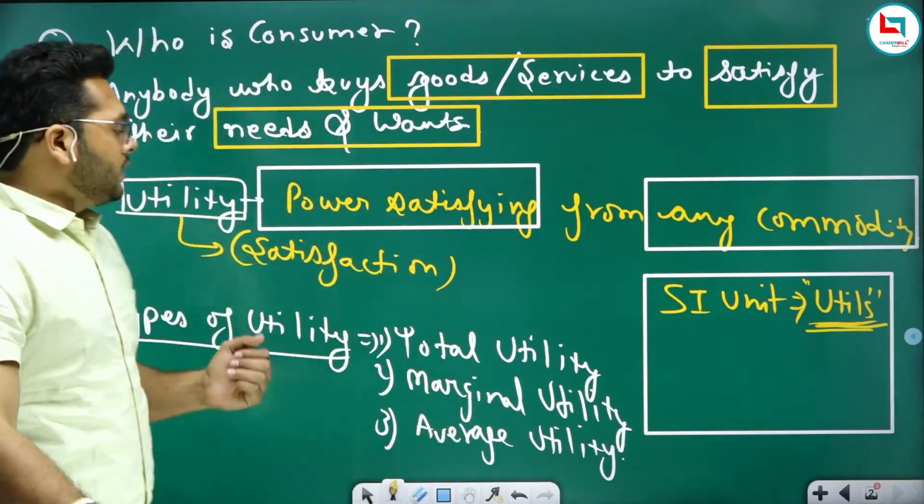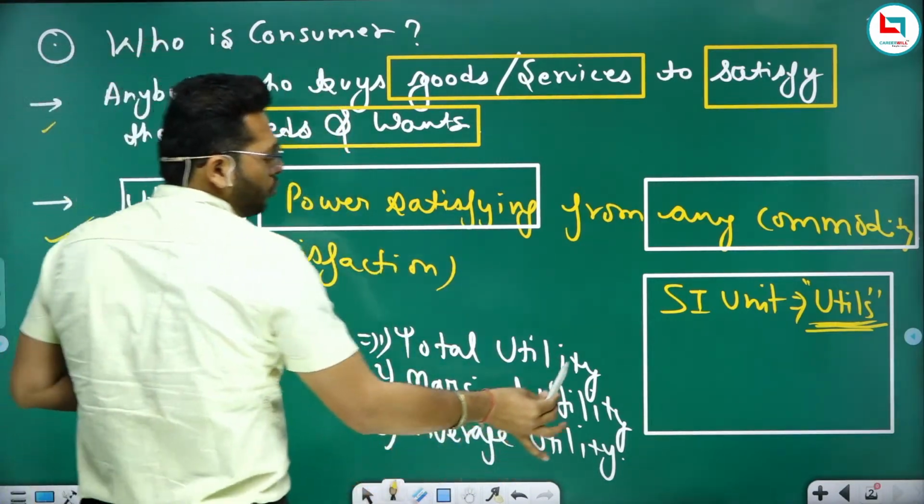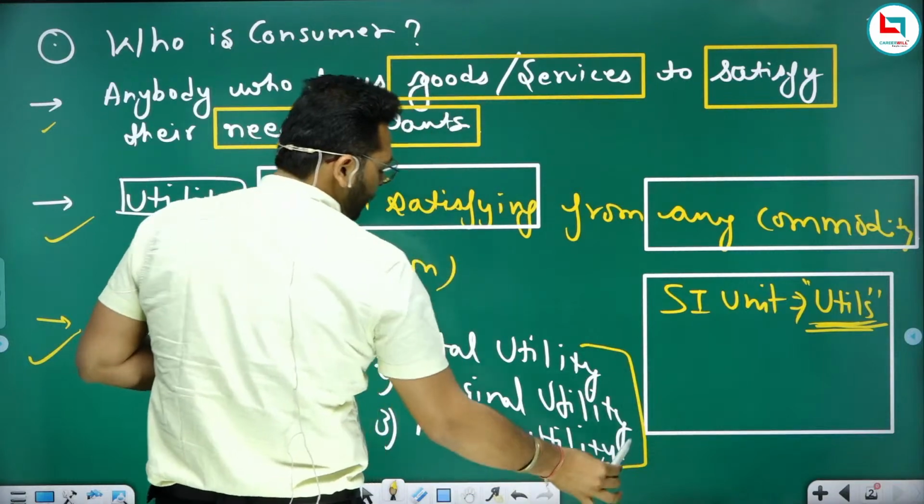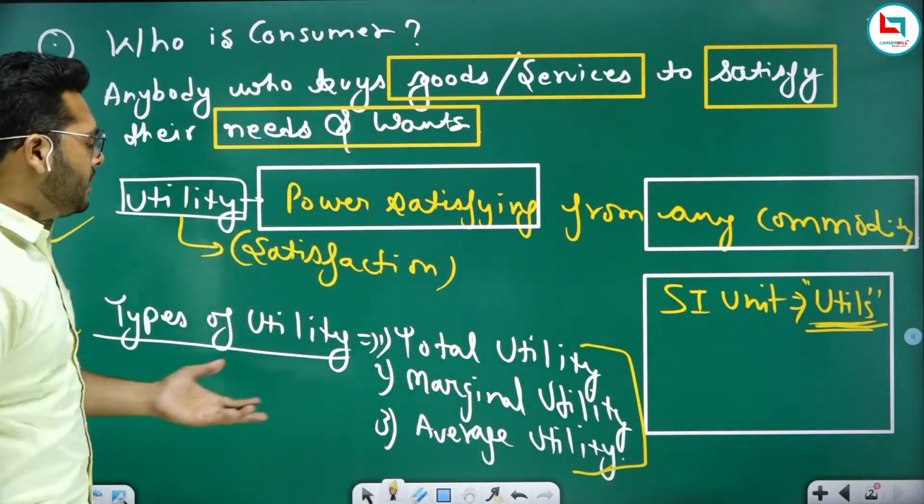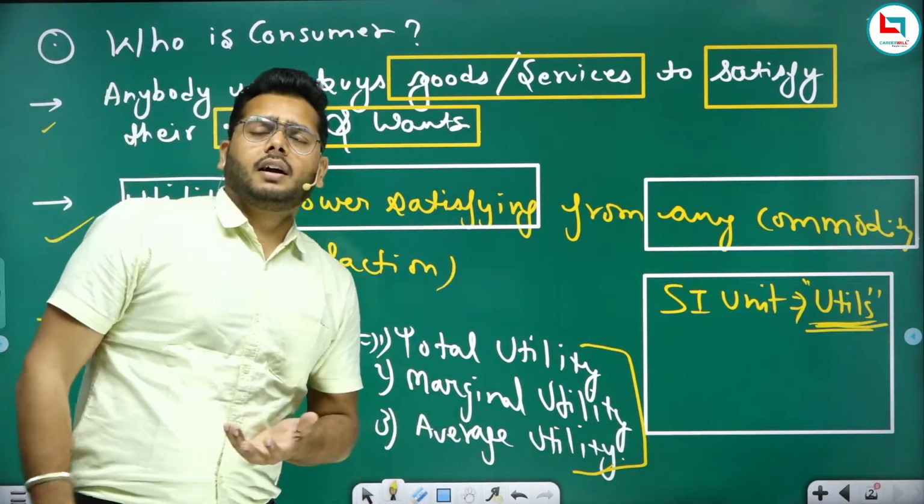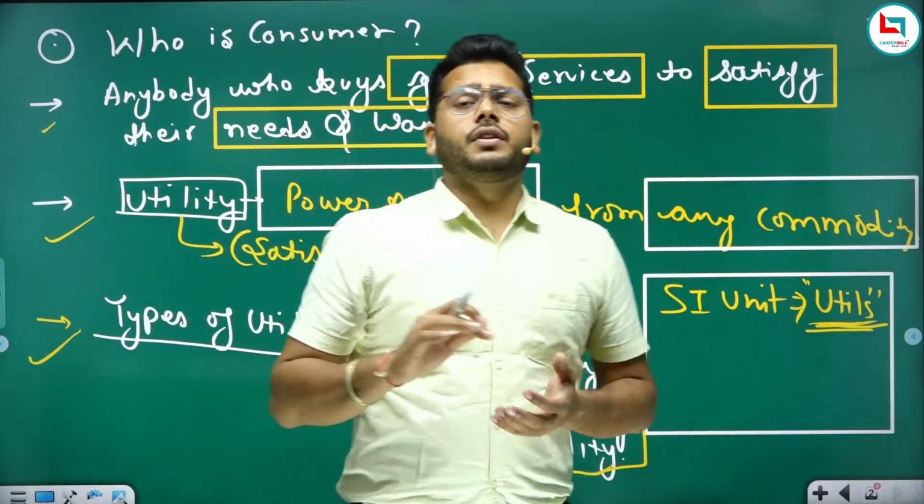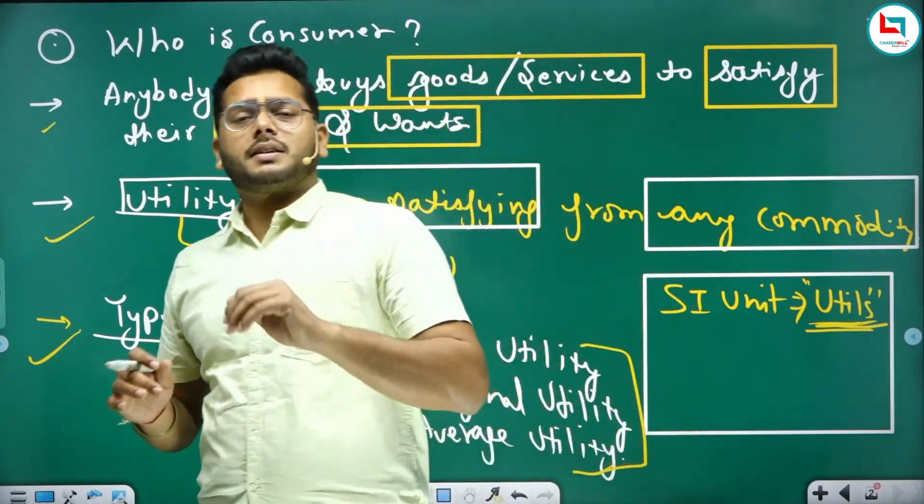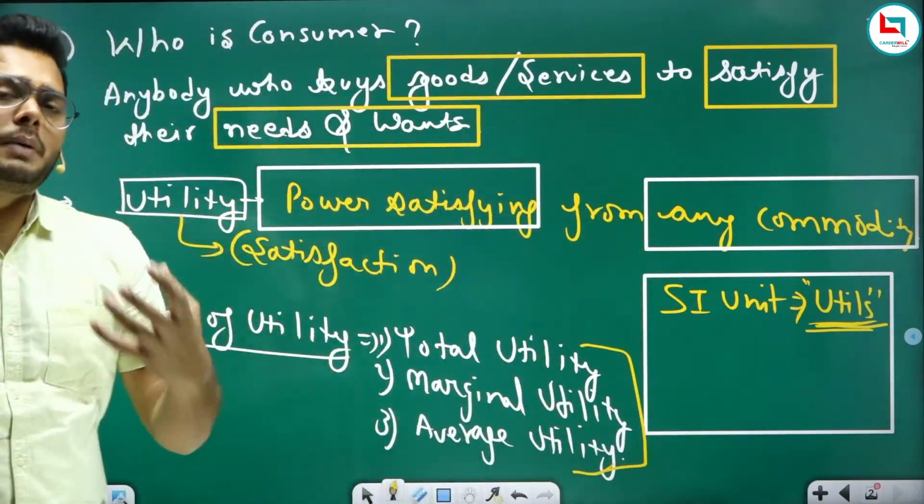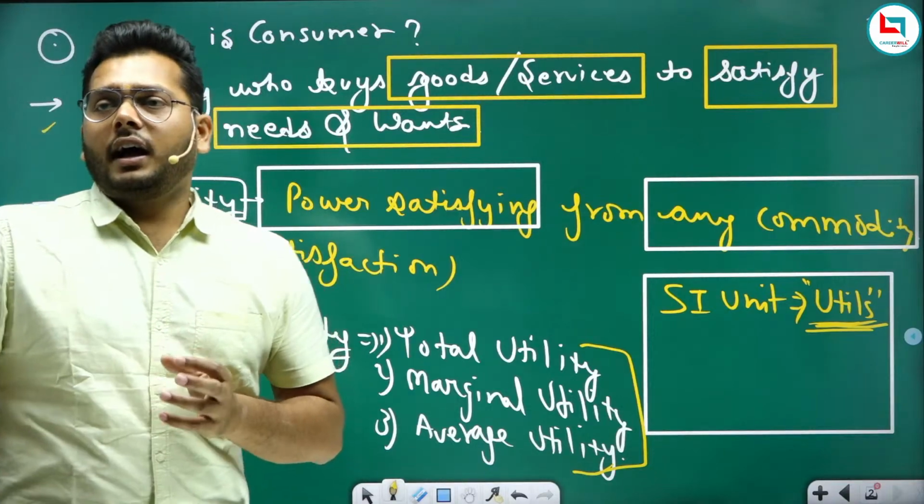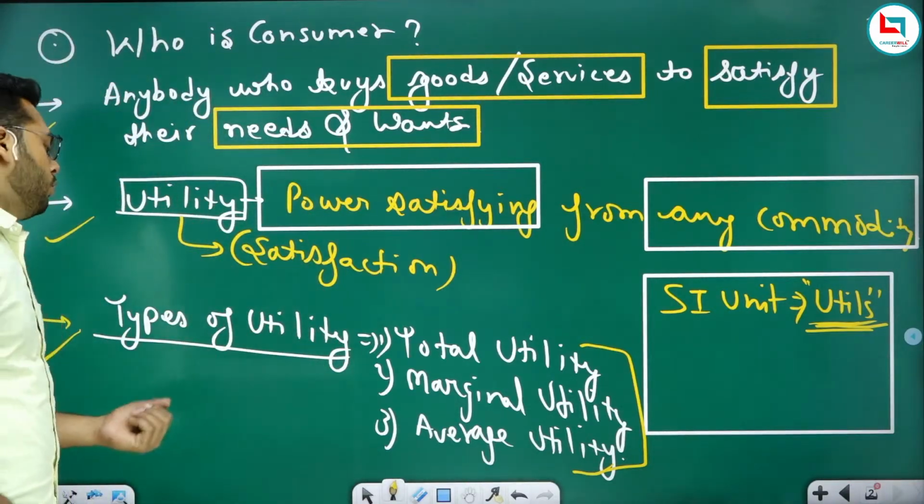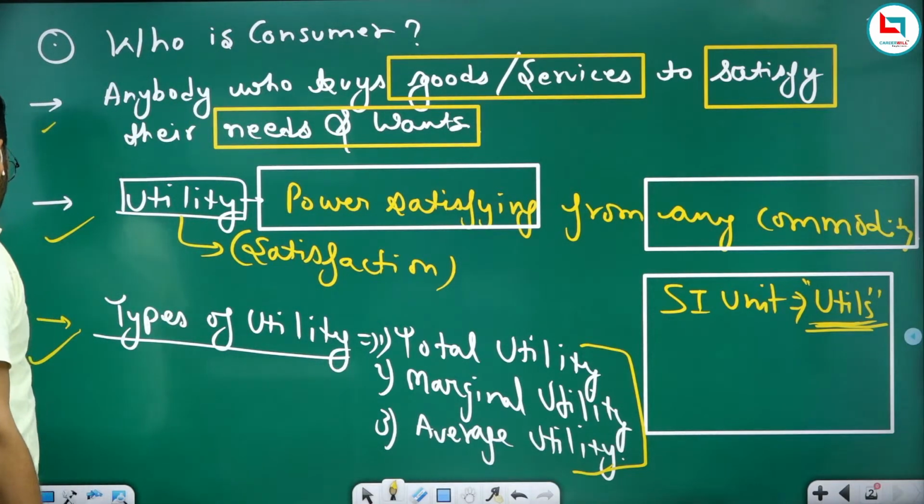Now we need to understand these types. What is total utility, what is marginal utility, and what is average utility? Average utility we don't need to understand, but I will just explain its meaning. Otherwise we will not need to use it in these basic concepts.